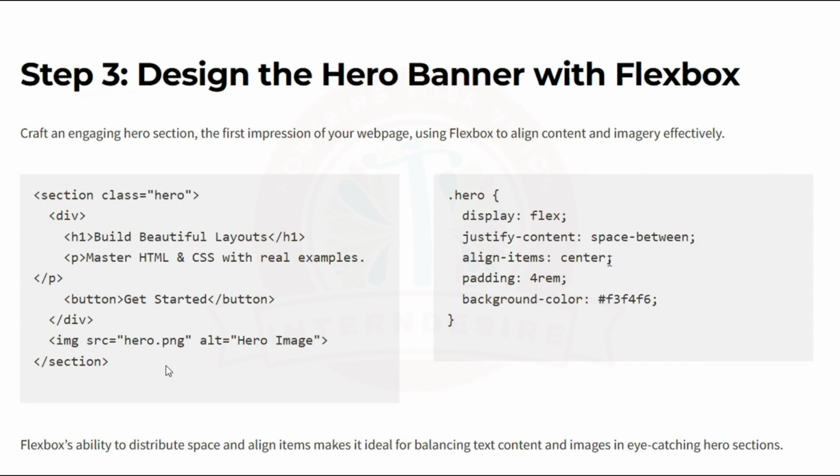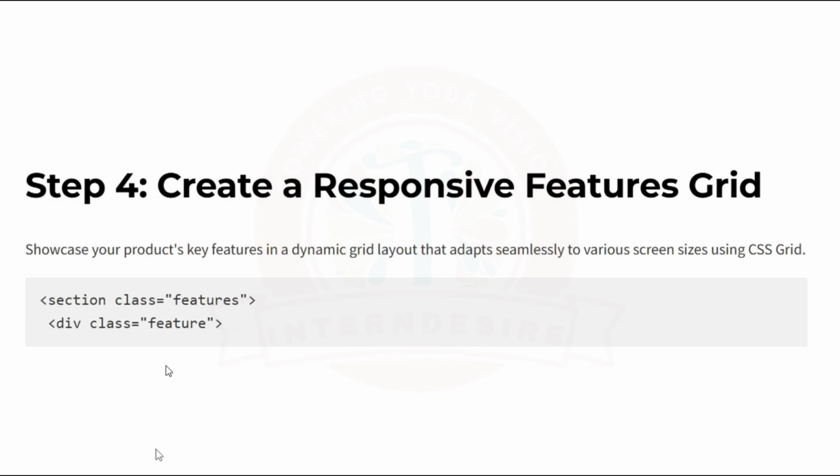decorative look. Display will be flex, justify content space between, align items center, padding 4 rem, background color will be what we want. Flexbox's ability to distribute space and align items makes it ideal for balancing text content. Step 4 will be create a responsive features grid. Showcase your product's key features in a dynamic grid layout that adapts seamlessly to various screen sizes.